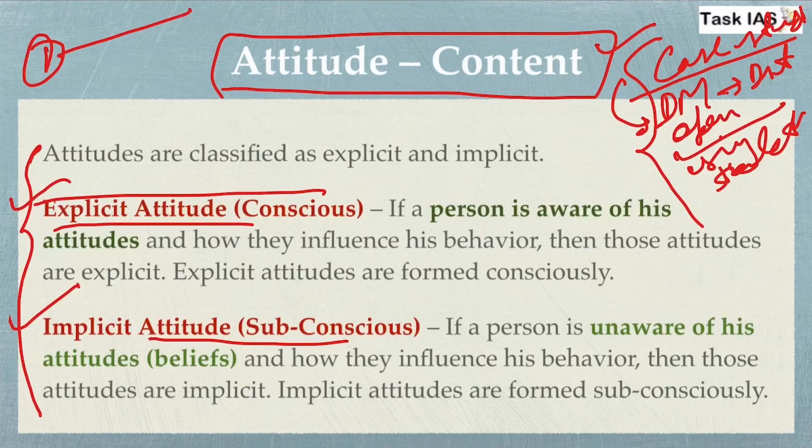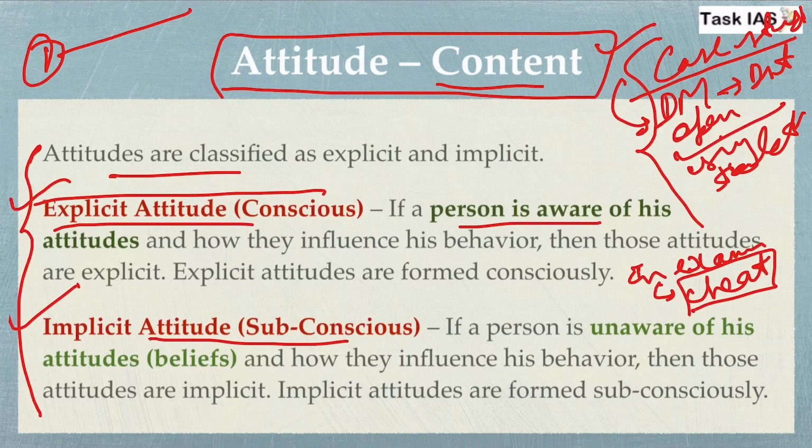For example, you can classify attitude content into 2 points. Firstly, explicit attitude, which is visible outside also, and the person is aware that he has this attitude. For example, someone is in an exam, whether he knows the answers or not, but he is not able to cheat, so he has a negative attitude towards cheating and he wants to work honestly.